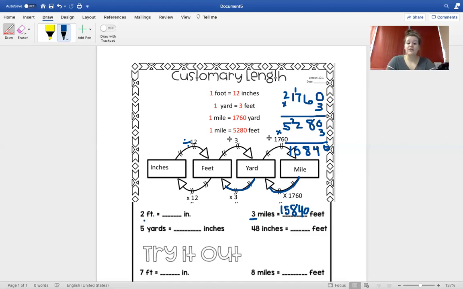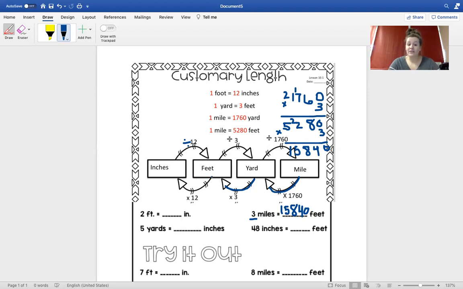Okay, let's go from 2 feet to how many inches? Okay, I know that there are 12 inches in 1 foot. I'm starting at feet, which means I'm starting big. I'm going to inches, so I'm going smaller. That tells me I have to multiply. And it'll be by 12 because there are 12 inches in a foot.